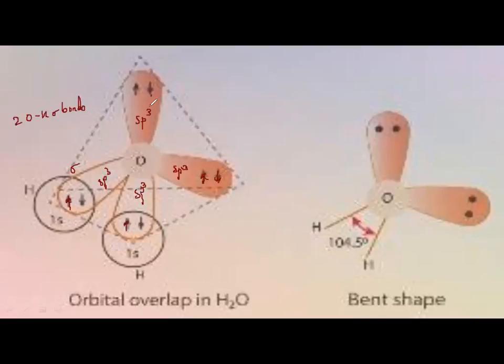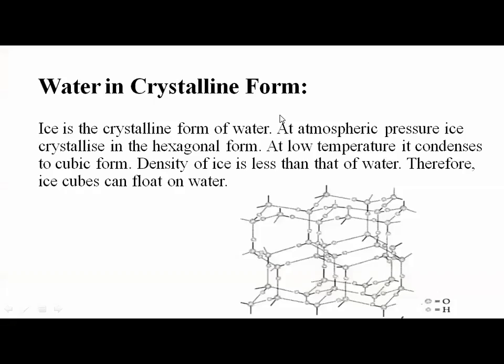They are not involved in bonding, but they contribute to the structure. Expected geometry is tetrahedral, but because of lone pair repulsions, the geometry comes out to be bent shape. And this is the bent shape. These are what? Lone pairs. And here the bond angle comes out to 104.5 degrees.